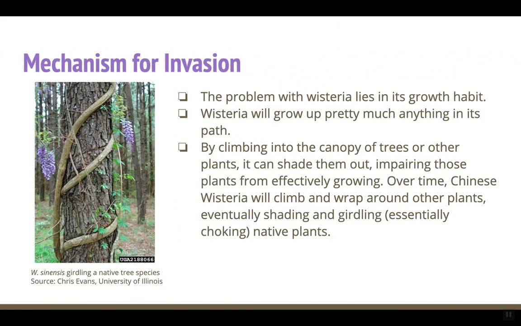While Chinese wisteria is beautiful, its problem lies in its growth habits. Wisteria will grow up pretty much anything in its path, and by climbing into the canopy of trees or other plants, it can shade them out, impairing their ability to undergo photosynthesis. Over time, Chinese wisteria will climb and wrap around native plants, eventually shading them out and even girdling them.